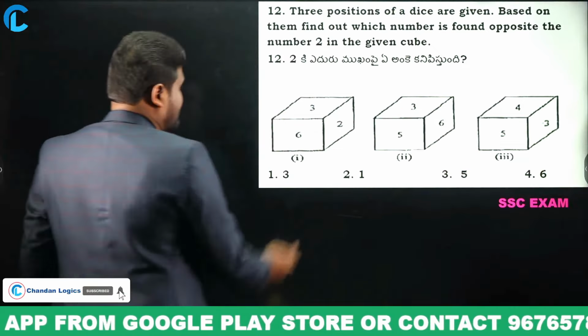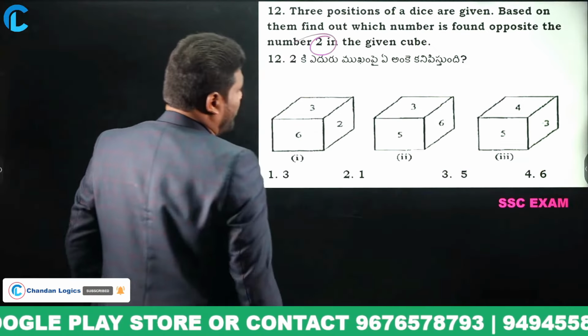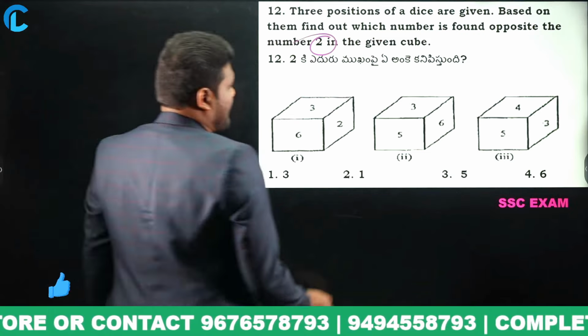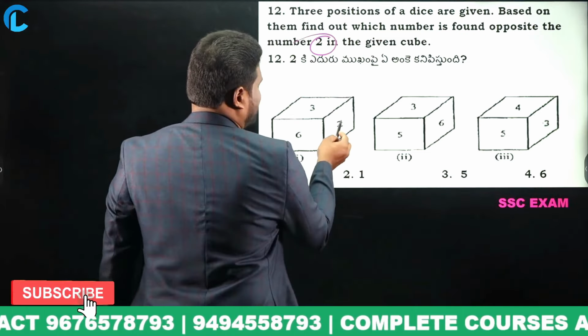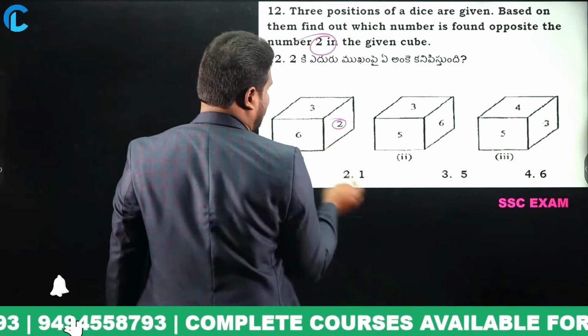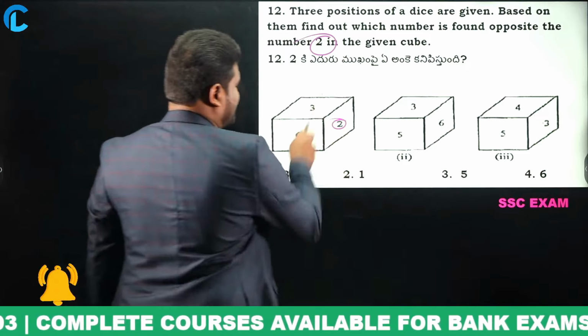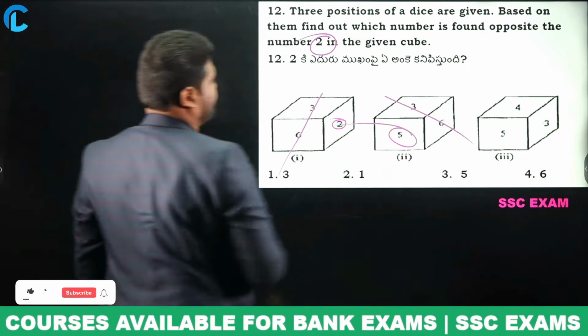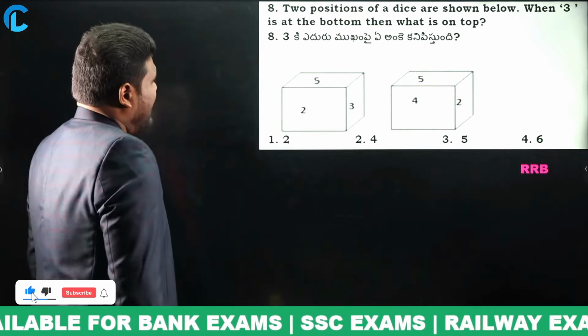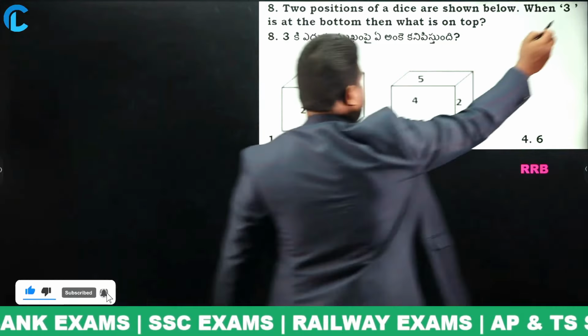Now look here. Here they are asking what is opposite to 2. I think it is the same question, which was repeated here. So 3, 6, 3, 6 are common, so 2 opposite is 5. Same question. Leave it.